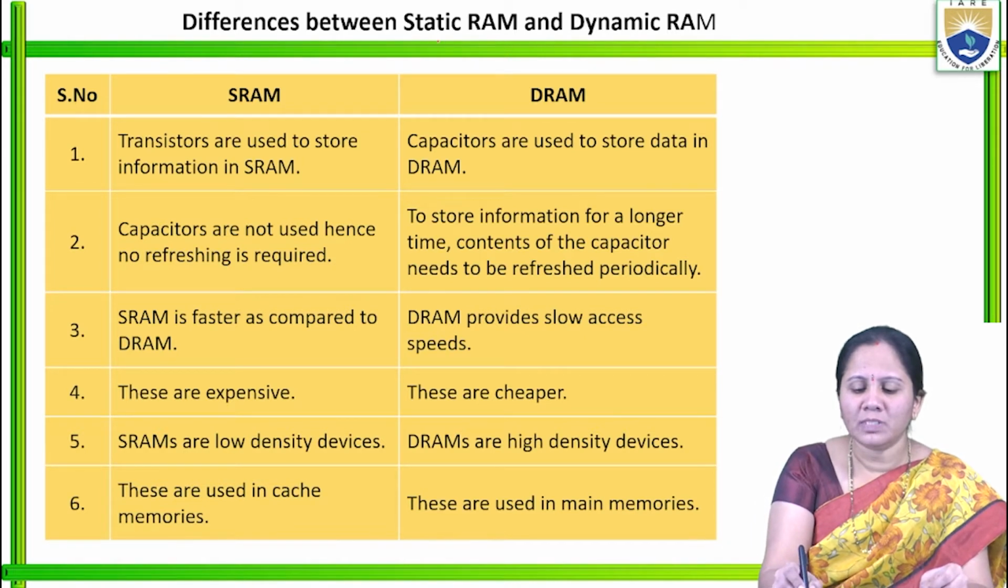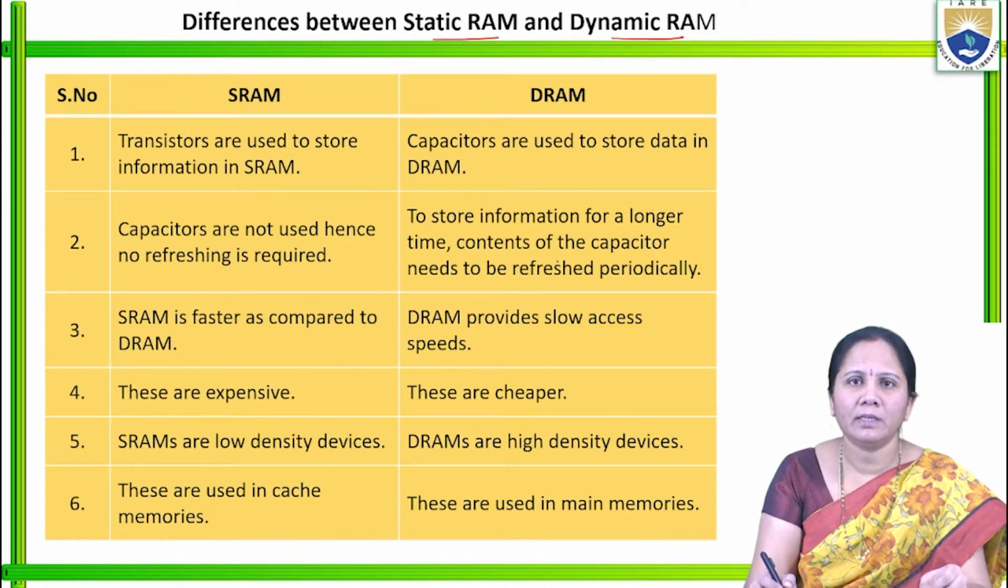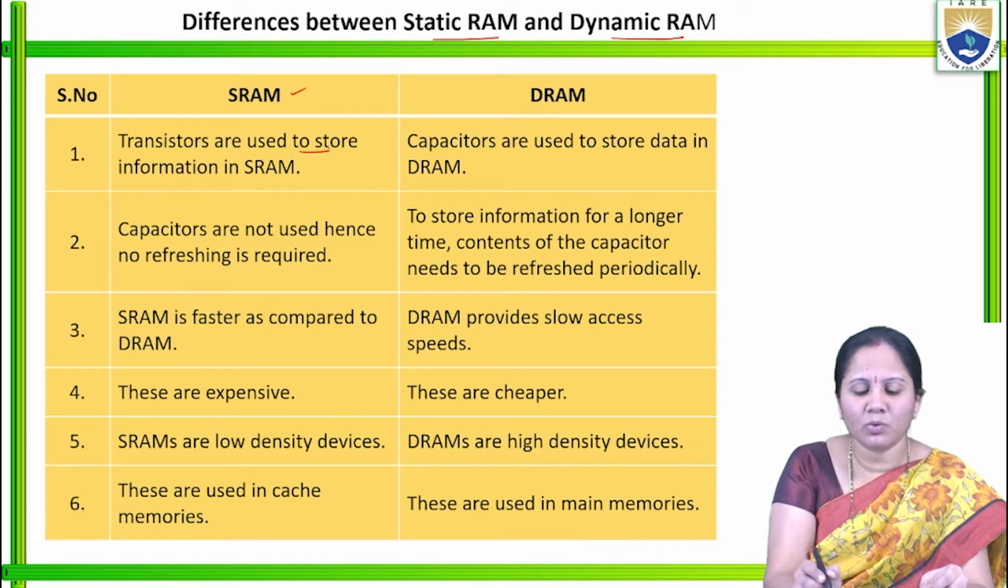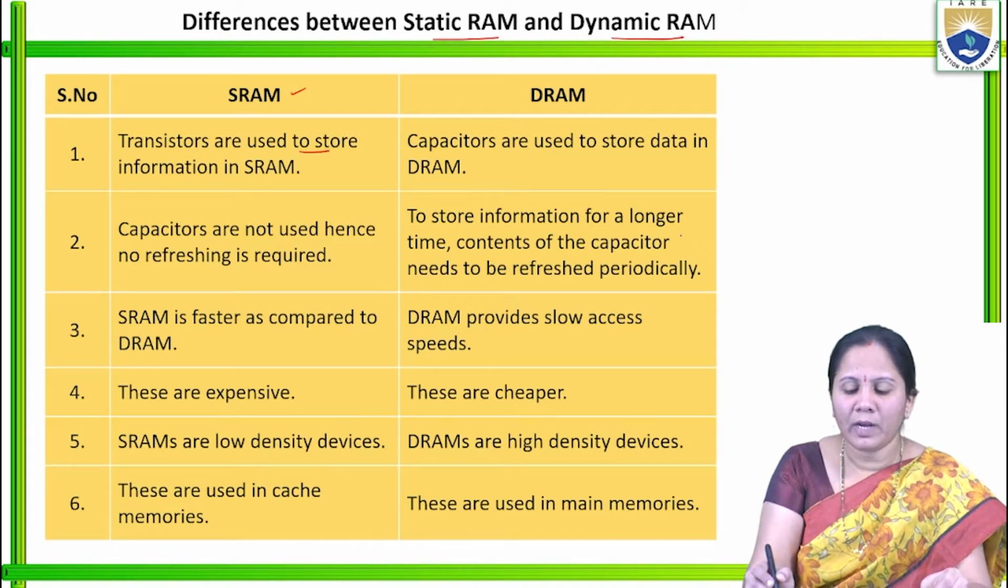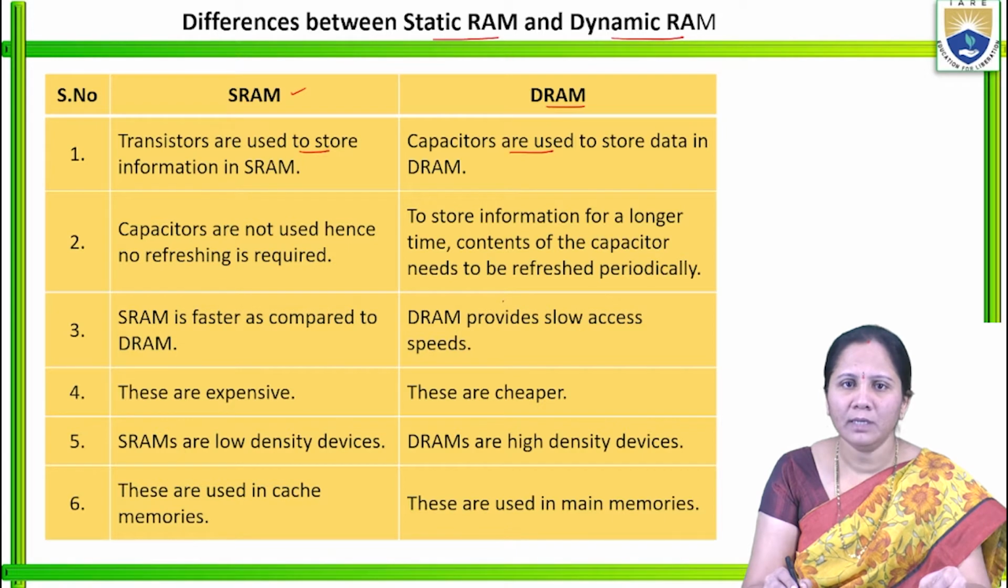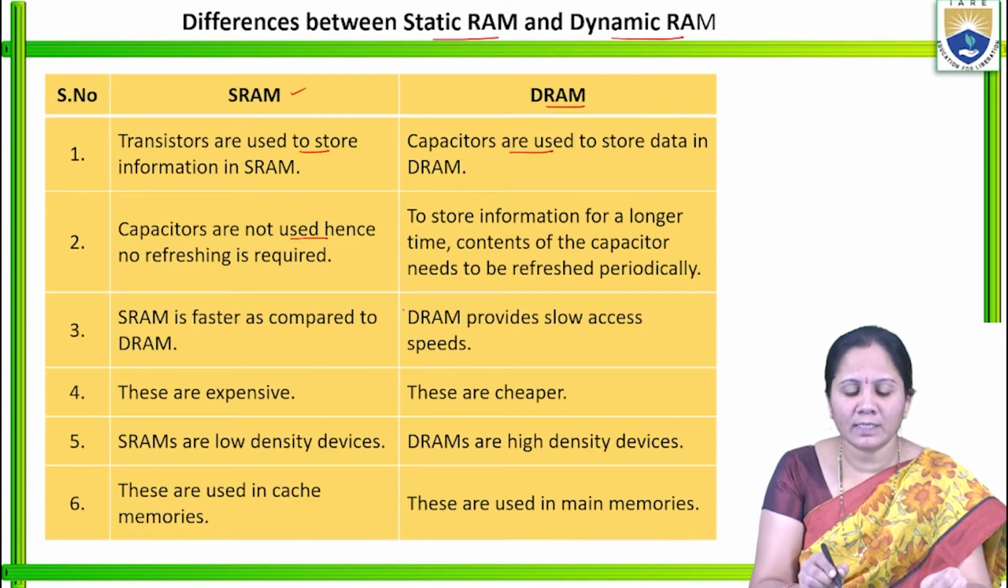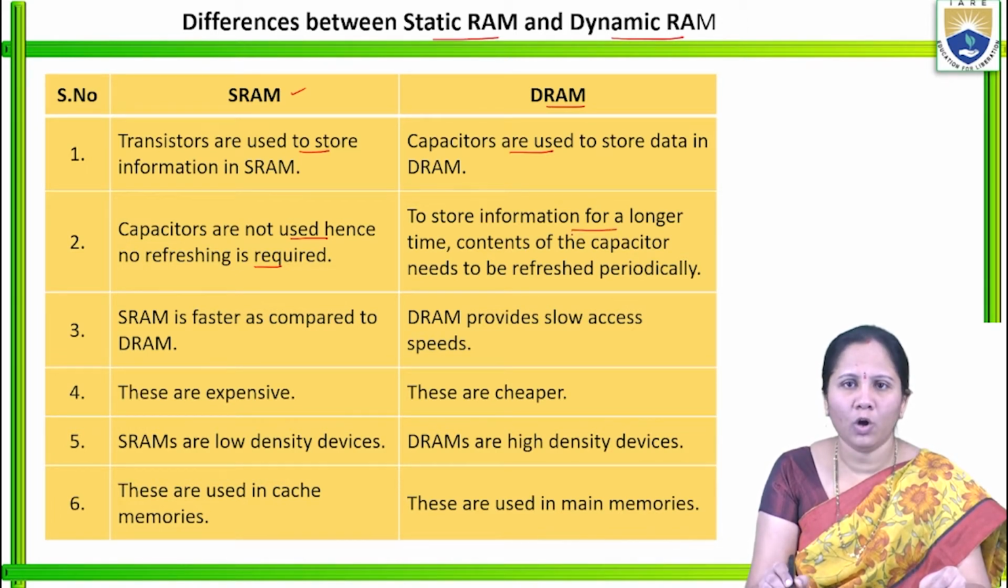Now, coming to some of the differences between static RAM and dynamic RAM. In static RAM, transistors are used to store the information, whereas in dynamic RAM, capacitors are used to store the data. In static RAM, capacitors are not used, so refreshing is not required. Whereas in dynamic RAM, to store the information for a longer time, the contents of the capacitor need to be refreshed periodically and regularly.